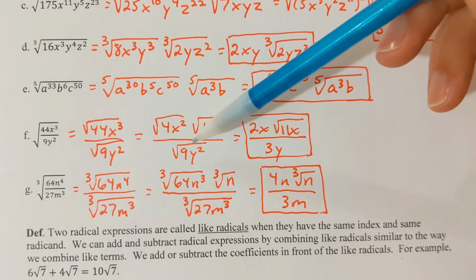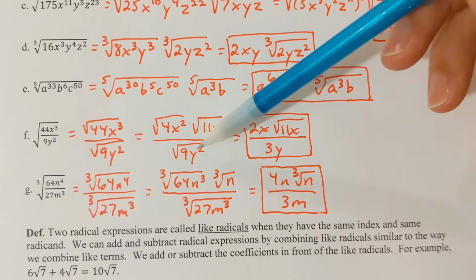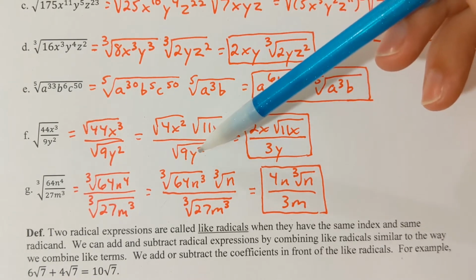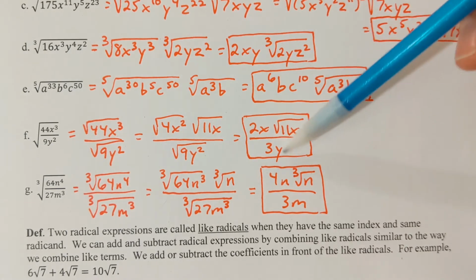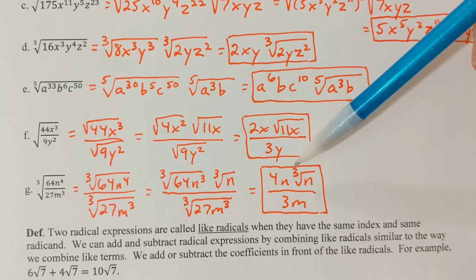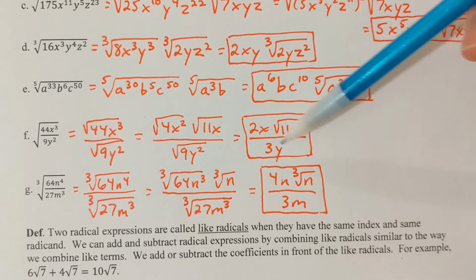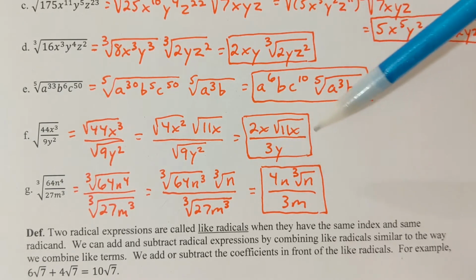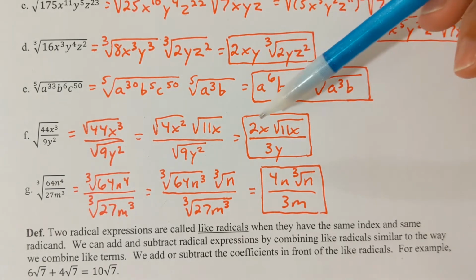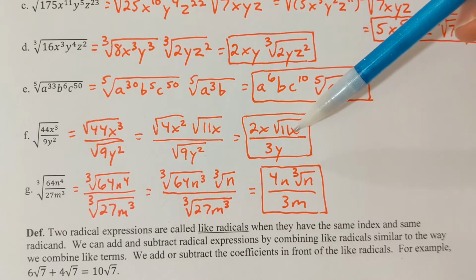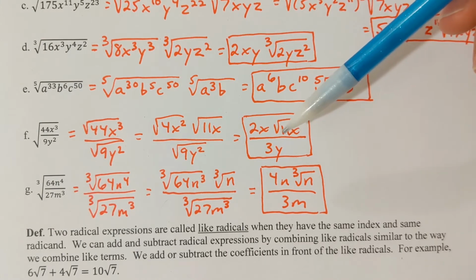In the denominator, okay, I know the square root of 9 is 3, and I know the square root of y squared is y. So we actually don't need to split that. We can get a whole number answer there from what we see in the denominator. There's not going to be any leftover radical form there in the denominator. 2x times the square root of 11x divided by 3y, that'd be my answer in that one.